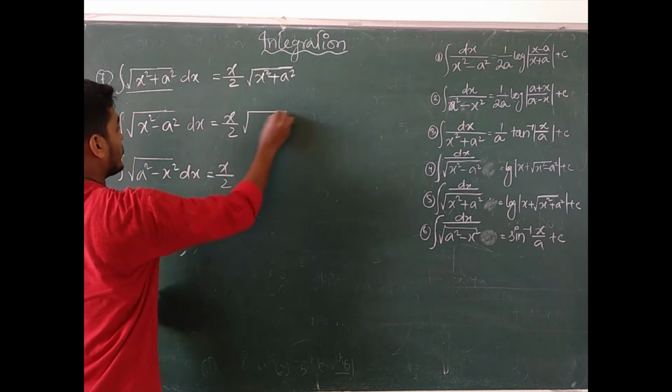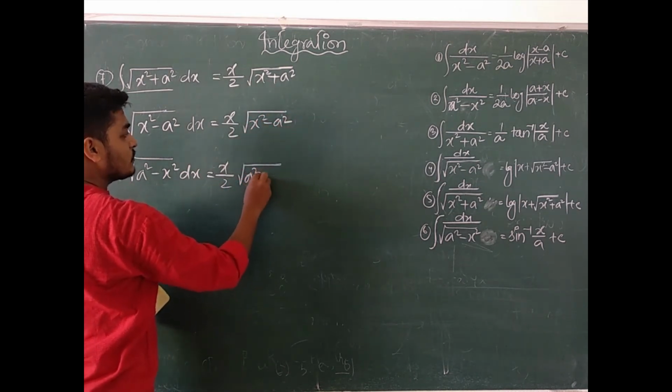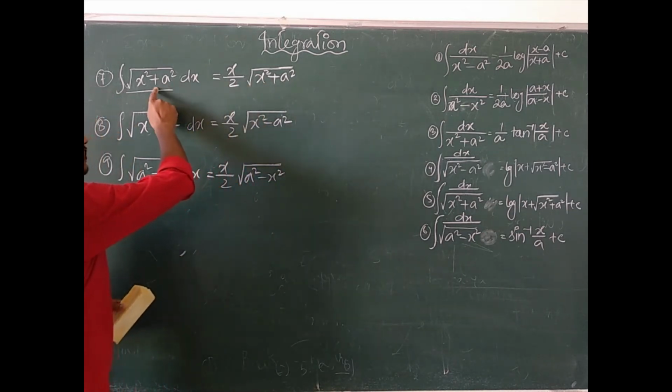Correct? Here is what is there. x square minus a square. What is there? a square minus x square. Is it clear? Then what is the sign before the constant quantity a?